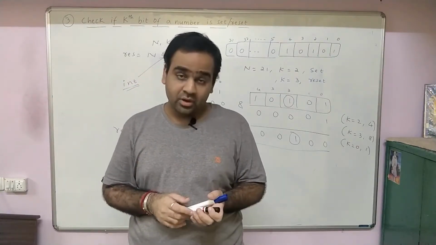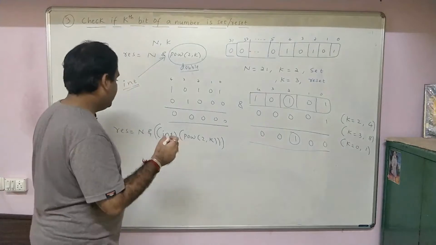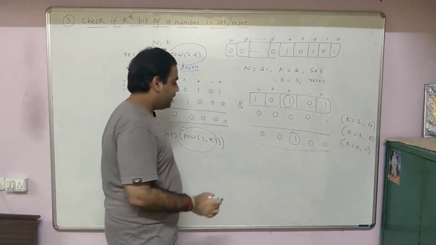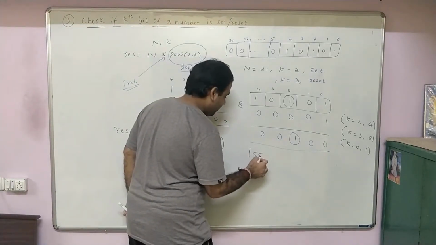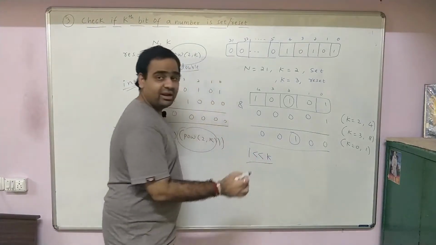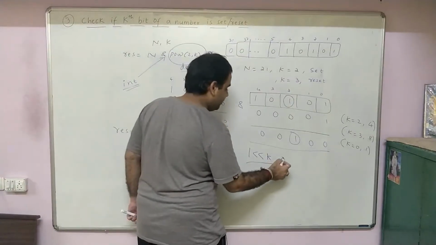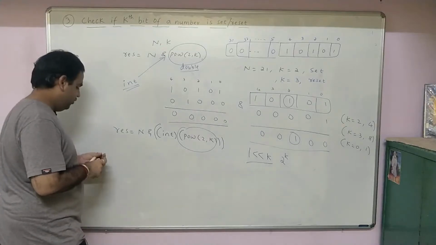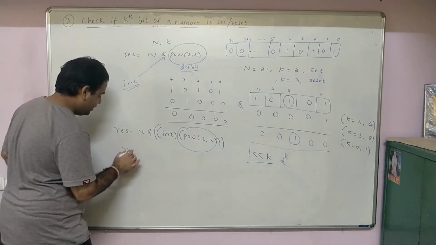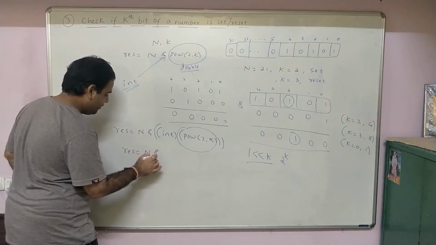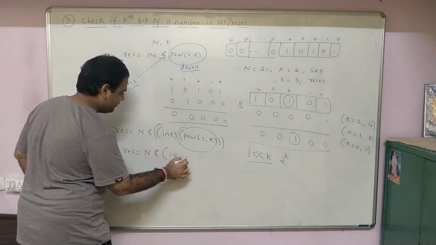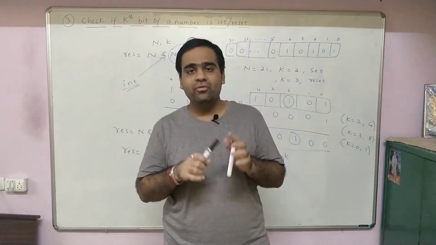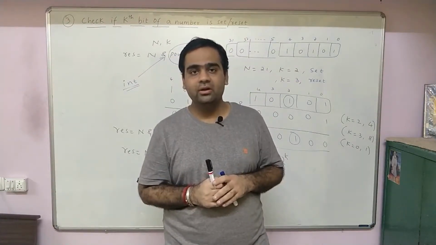This is one way. What is the second way? The thing is how we compute power of 2 comma k. We can compute power of 2 comma k with the help of left shift operators. One left shift by k is nothing but 2 to the power k. Therefore, we can write it as result is equal to n bitwise and 1 left shift by k, because 1 left shift by k is 2 to the power k. This we have already discussed in the bitwise operators.